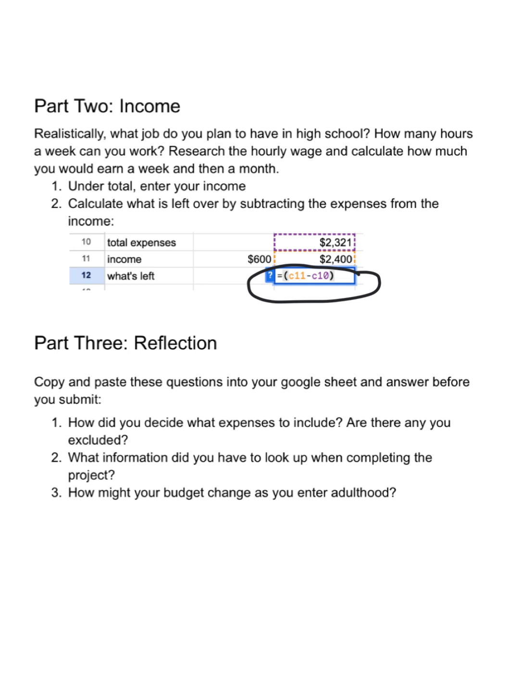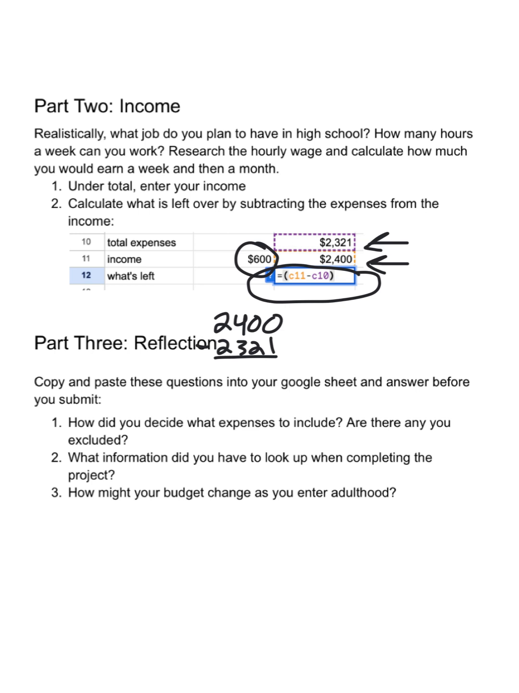So after we calculate our expenses, we're going to add up to find the total. After you get your weekly income, you're going to multiply by 4 to get your monthly income. And then to get what's left, that's where you do your monthly income minus your total expenses. That's how you get what's left. That's the whole goal of this project.